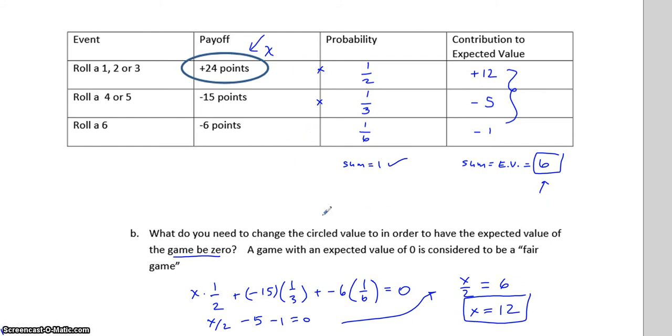And it sure makes sense that it went down, because right now this game, before we made the change, was weighted toward winning positive points, and so we would need to make that number lower in order for this thing to come down to 0. And you probably could have just seen right here that we needed this contribution to expected value to be 6, and so therefore that would have had to have been 12. So if you saw that right away, that's fine. But again, I just wanted to go through this algebraic idea of how to do it in a more generic sense.